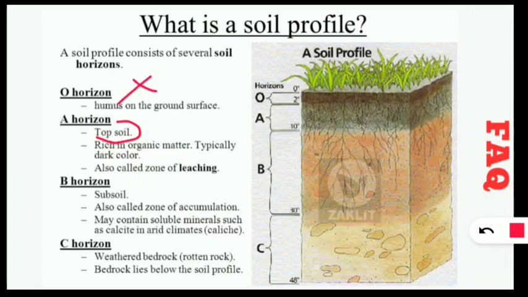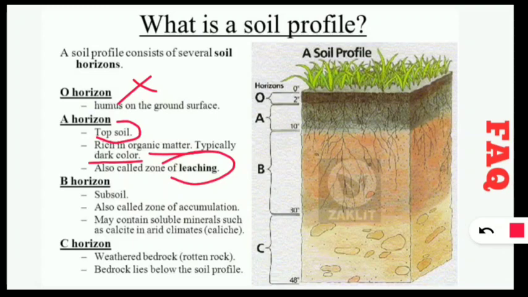The A horizon is rich in organic matter, typically dark in color, and it is also called the zone of leaching. In the next slide we will know why it is called the zone of leaching, and particularly which part is called the leaching zone.